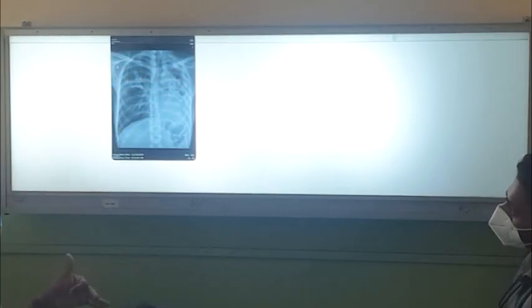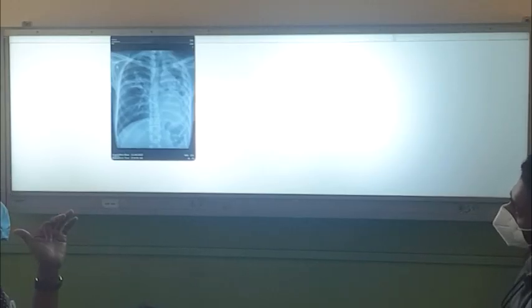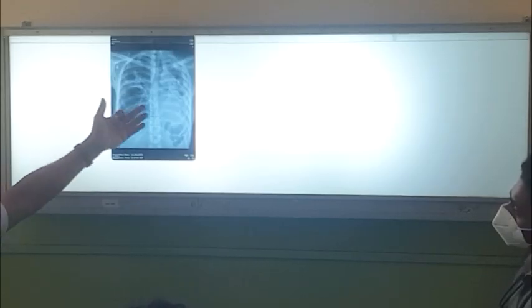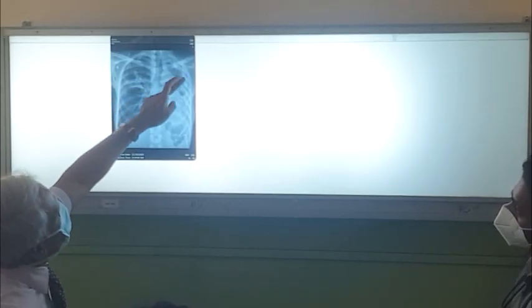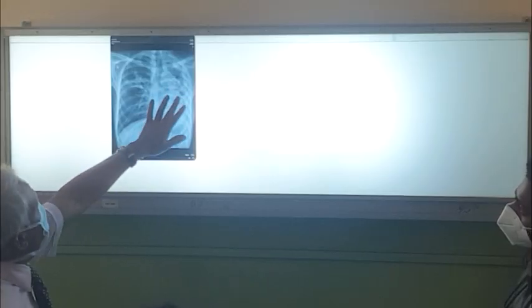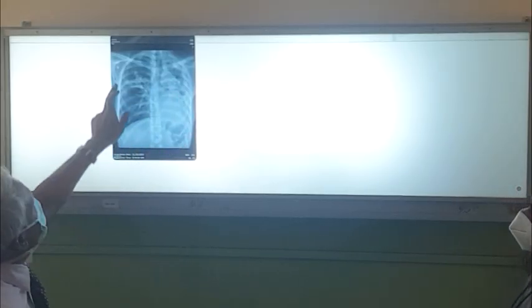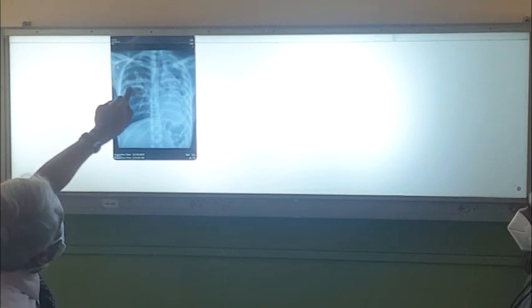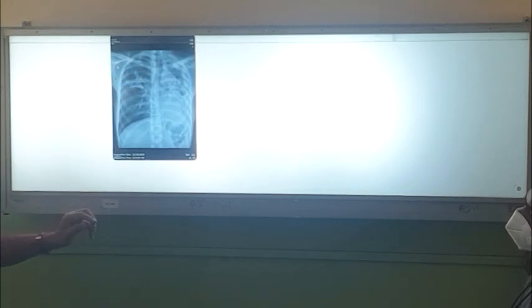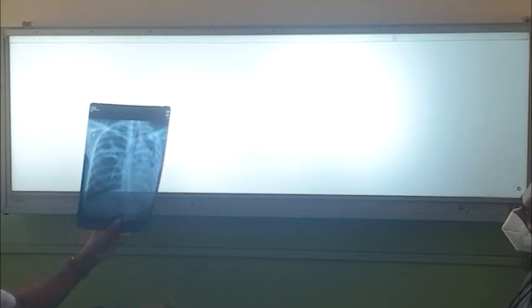So collapse could be due to various things. Collapse could be due to bronchial obstruction. Collapse could be due to external pressure, like in pneumothorax and pleural effusion, and collapse could be due to fibrosis also. So this is fibrosis, left lung fibrosis with cavitation, and the heart, everything shifted there. And this is a hyperinflated right lung with some fibrosis in the right lung, right? So when one is collapsing, the other one gets compensatory emphysema.